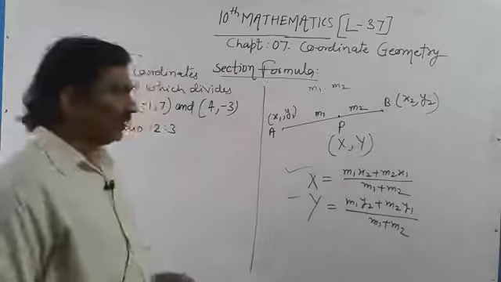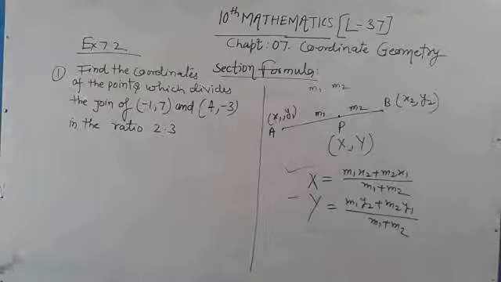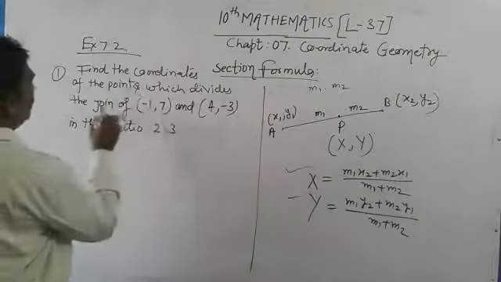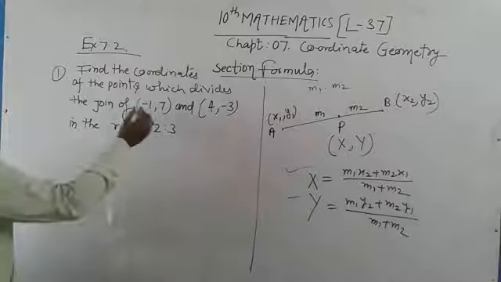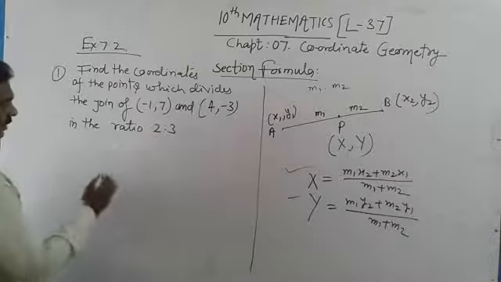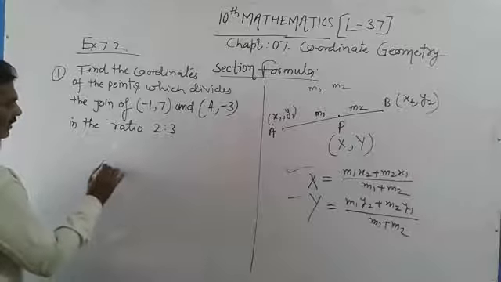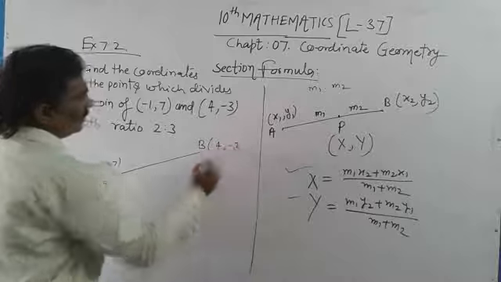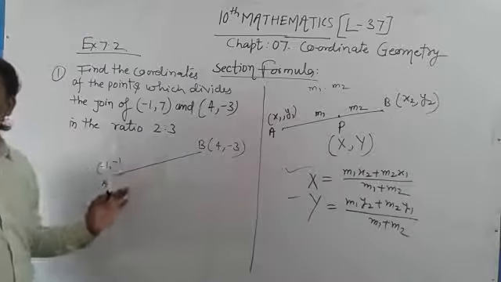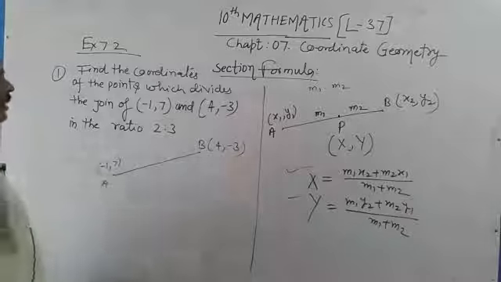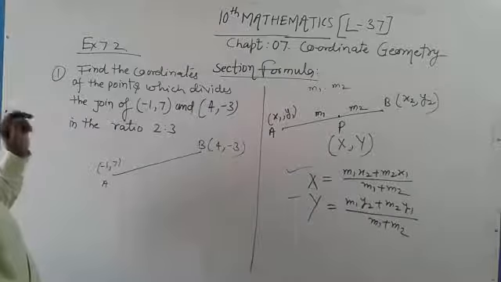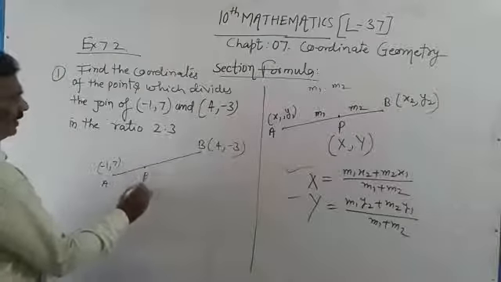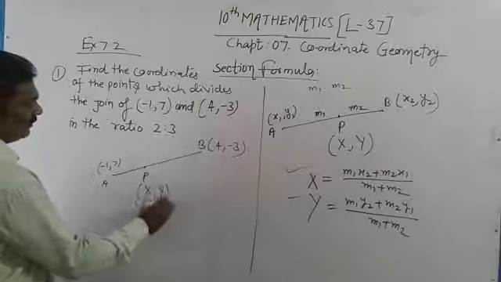Okay students, so see here, the question is: find the coordinates of the point which divides the join of (-1, 7) and (4, -3). Let A be (-1, 7) and B be (4, -3). Let these be the 2 points which are joined. Now find the coordinates of the point. Let the other point be P here and its coordinates are capital X and capital Y.